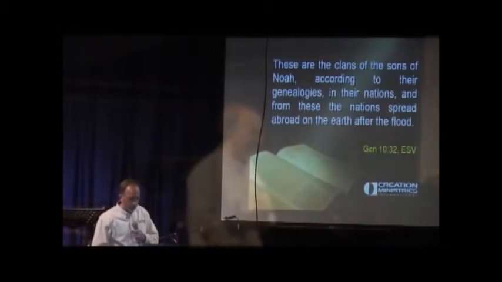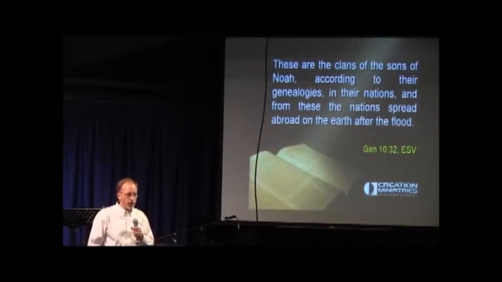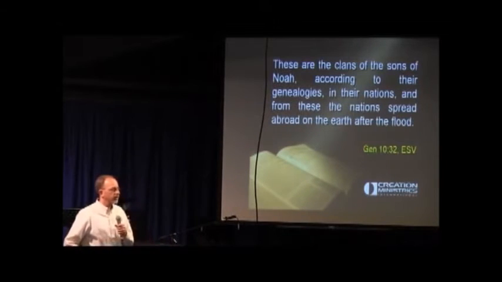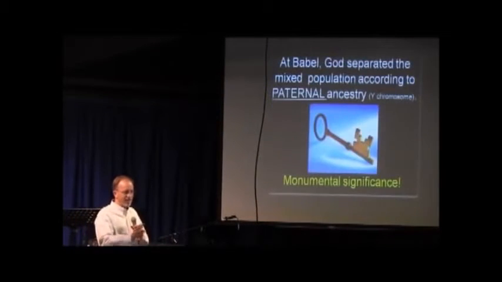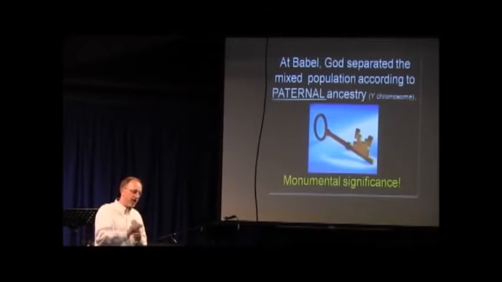This one here, Genesis chapter 10. These are the clans of the sons of Noah, according to their genealogies, in their nations, and from these the nations spread abroad on the earth after the flood. You know what this is right here? This is the key to understanding modern human genetics. Because at the Tower of Babel, God separated the nations according to Y chromosome, not mitochondrial DNA. And those families that got scrambled, God resorted them, but He only sorted them according to Y chromosome.